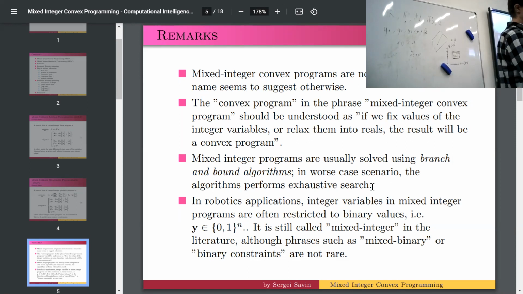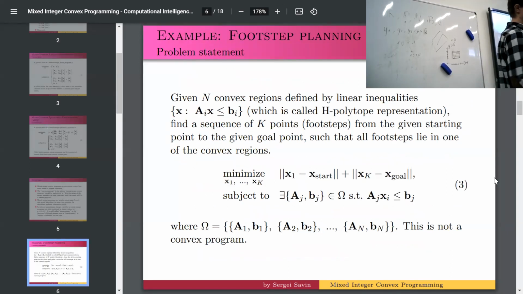All right, good. Now, before we go to examples, this is an example. Let me ask you if you have questions. Yep. Why is it useful to use mixed integer programming?